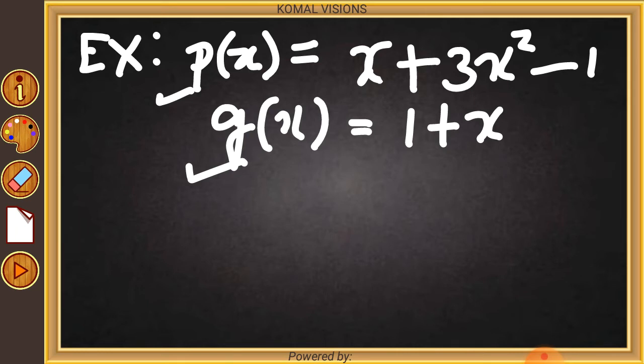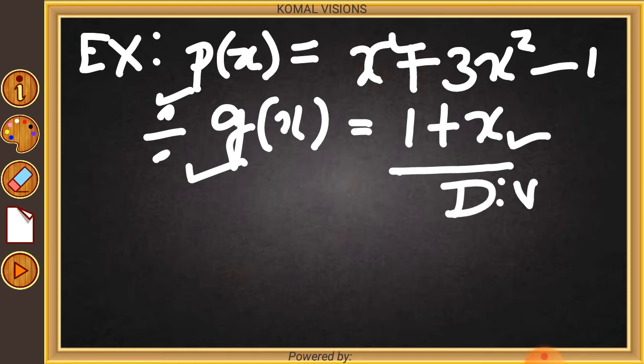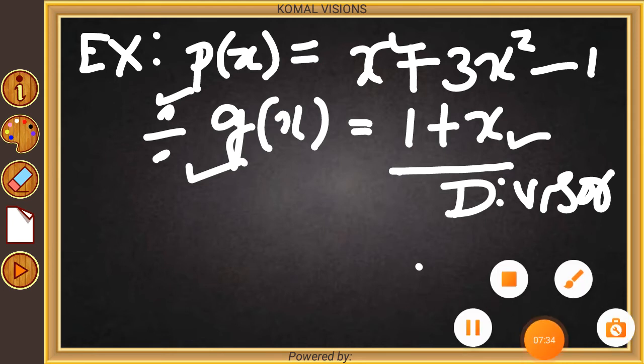We used to take p of x or g of x to represent polynomials in one variable, that is x. Is it clear? Okay, now I should divide p of x with g of x here. For that, I'll take 1 plus x as the divisor, and x square plus 3x square minus 1 as the dividend. Let me write it down.